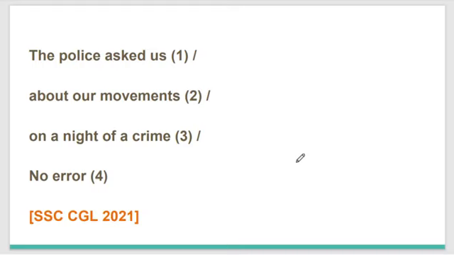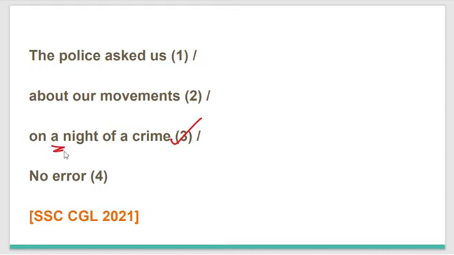This question has arrived in SSC CGL 2021. That means this is a previous year question of 2021. Let's read the question once more. The police asked us about our movements on a night of a crime. Very easy to understand that the error is lying in part 3. Now let me tell you why.